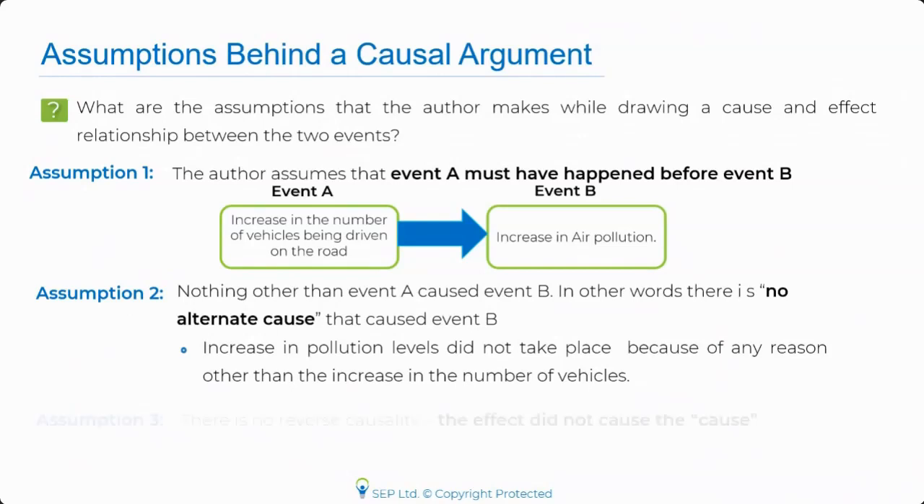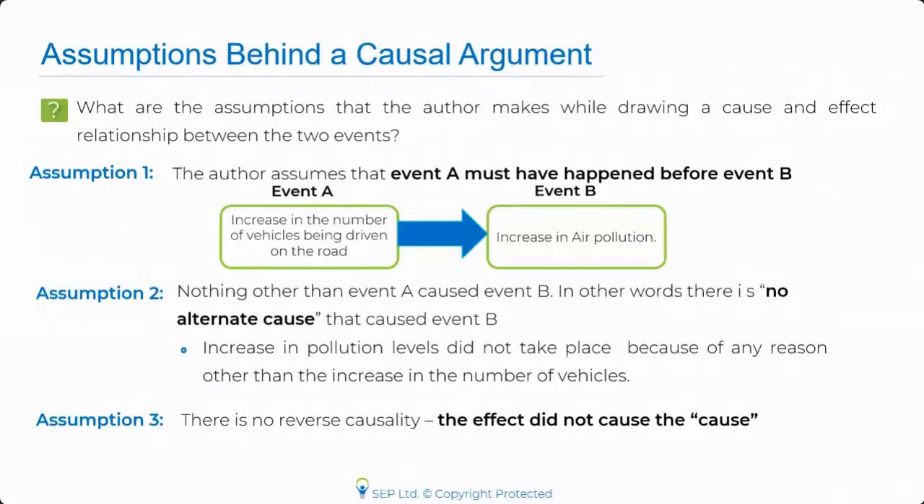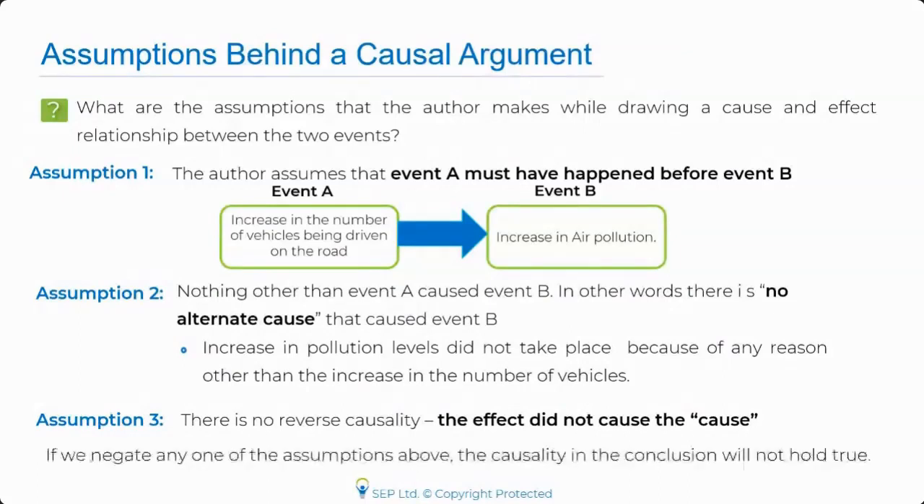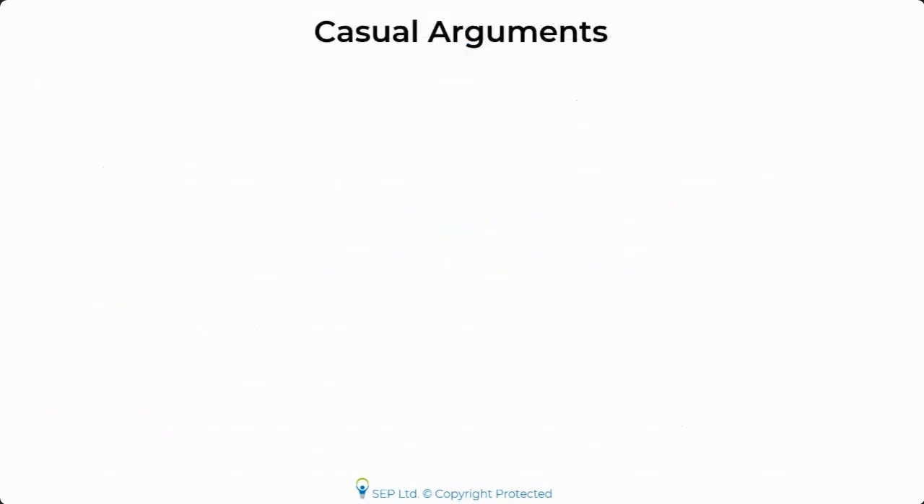Finally, there is no reverse causality. Assumption three is in a way linked to assumption one. There is no reverse causality; that is, the effect did not cause the cause. That means the increase in the air pollution levels did not lead to an increase in the number of vehicles and therefore an increase in the amount of exhaust. All right. So these are the three basic assumptions behind all causal arguments: that the cause happened before the effect, there was no other cause responsible for the effect, and the effect did not cause the cause.